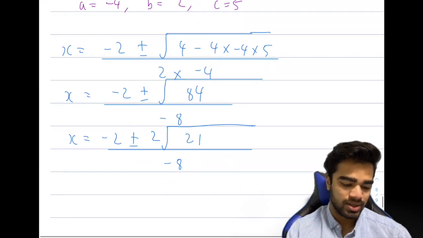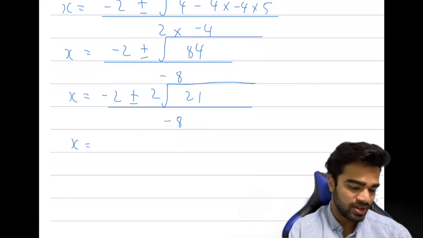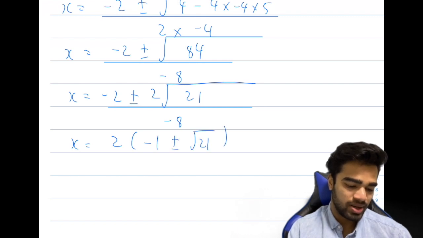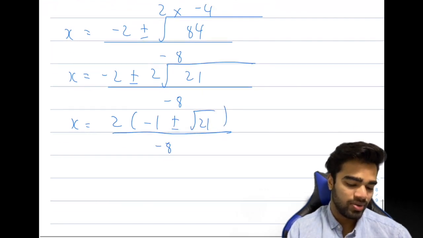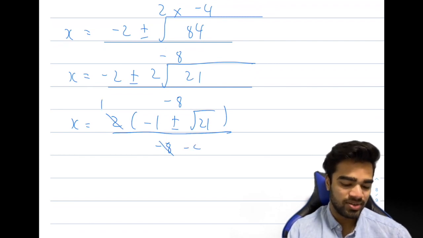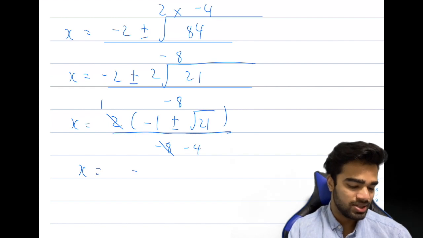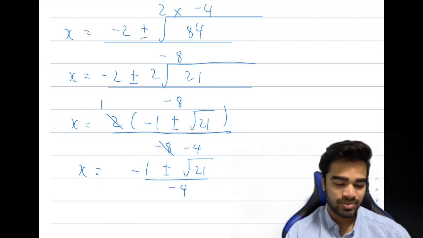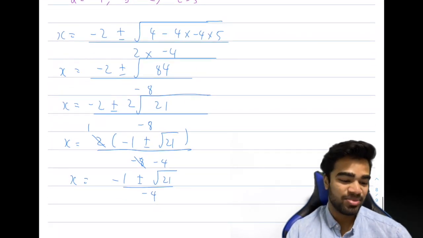So again, we're going to do the same thing and simplify the top by taking a common factor of 2: negative 1 plus or minus square root 21 over negative 8. And then you can cancel out. 2 goes into 2 one time, 2 goes into negative 8 negative 4 times. So all you're left with is negative 1 plus or minus root 21 over negative 4. That's it.